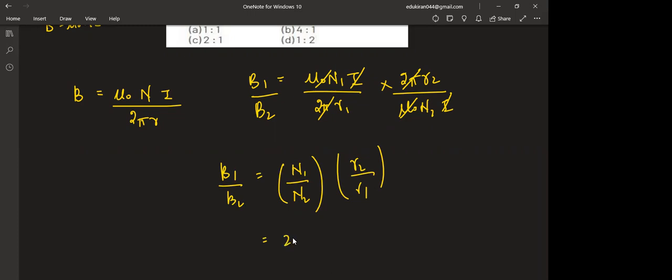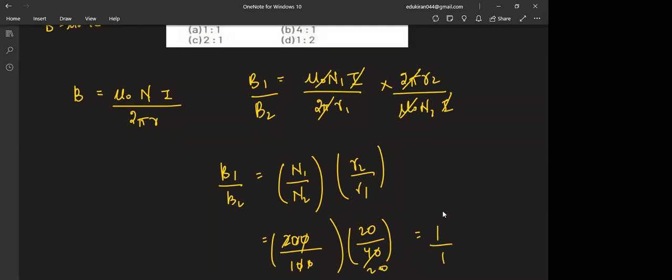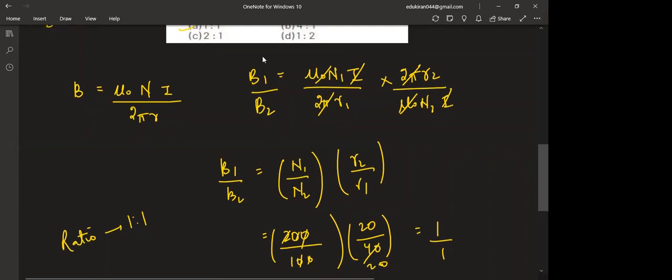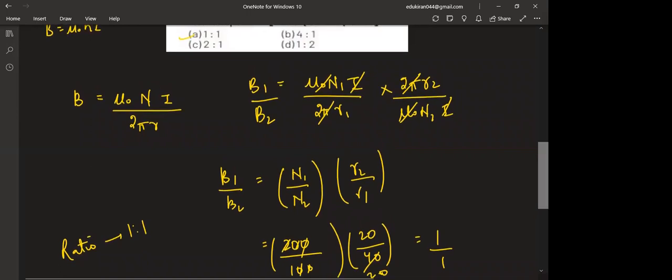So N1 is 200, N2 is given as 100, and r1 and r2 are 40 and 20. So r2 will be 20, r1 will be 40. So this is going to be 2, here also we'll have 20. So 20 by 20, that is 1 by 1. So ratio will be 1:1. So option A is the correct answer. Heather has already answered. Yes, noted down.